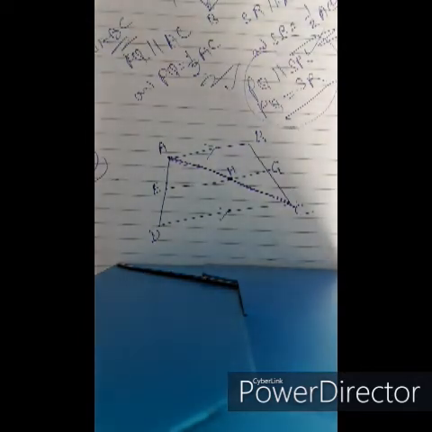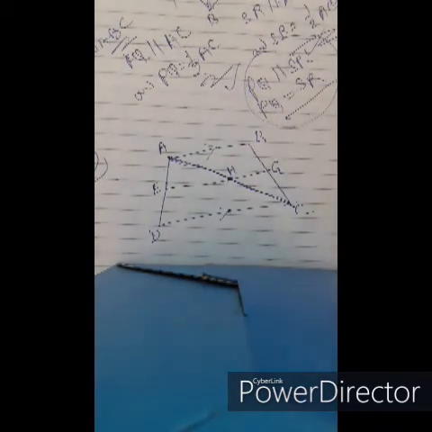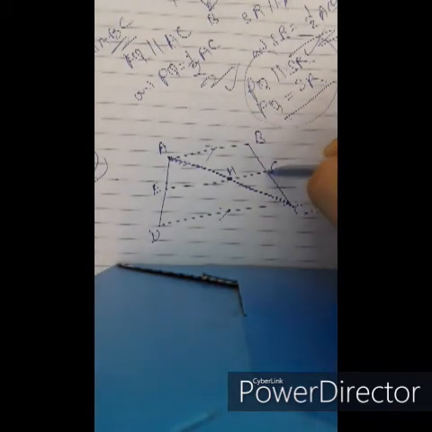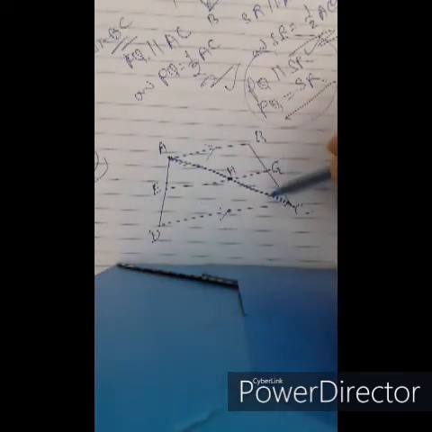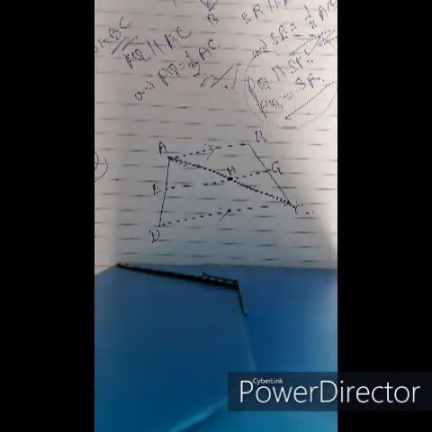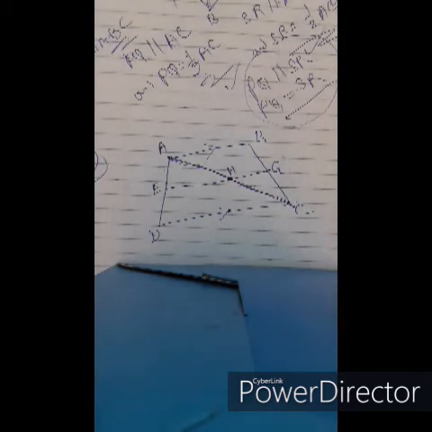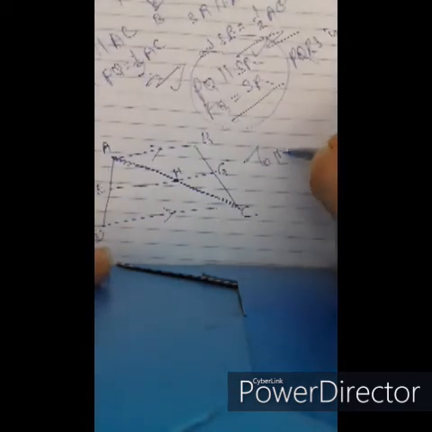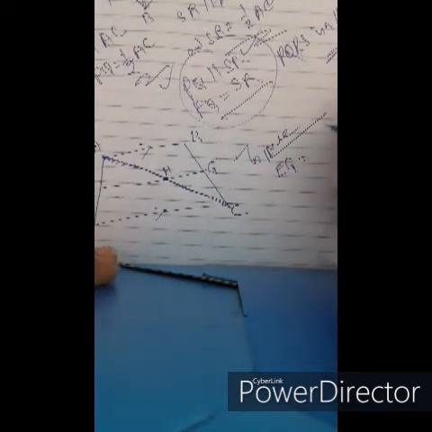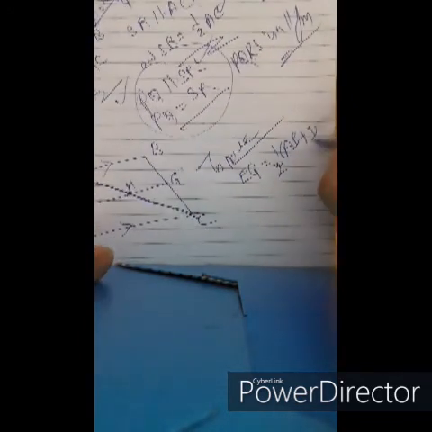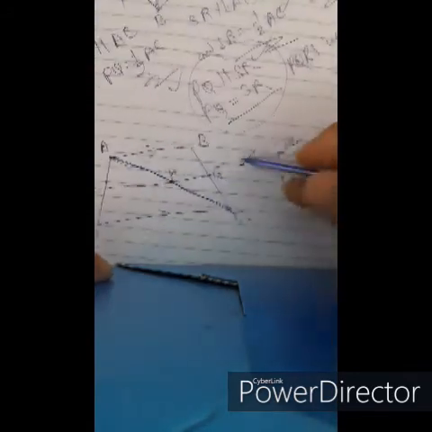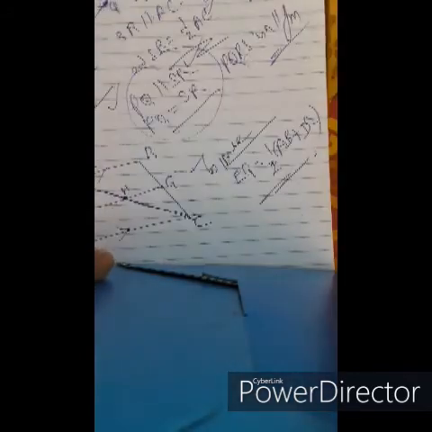If G is a point on the side BC such that the segment EG is parallel to DC, it is given that EG is parallel to DC. We have to prove that EG equals half of AB plus DC.